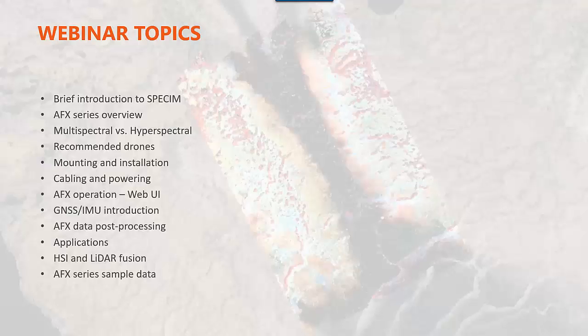I will also introduce the GNSS IMU solution we have chosen for AFX, and we'll discuss briefly the software needed for AFX data post-processing. I will also very briefly introduce the potential applications for both the VNIR AFX10 and the NIR AFX17. In the end, we'll have a look at the hyperspectral and LiDAR data fusion. We also have sample data available for the AFX series for both AFX10 and AFX17.